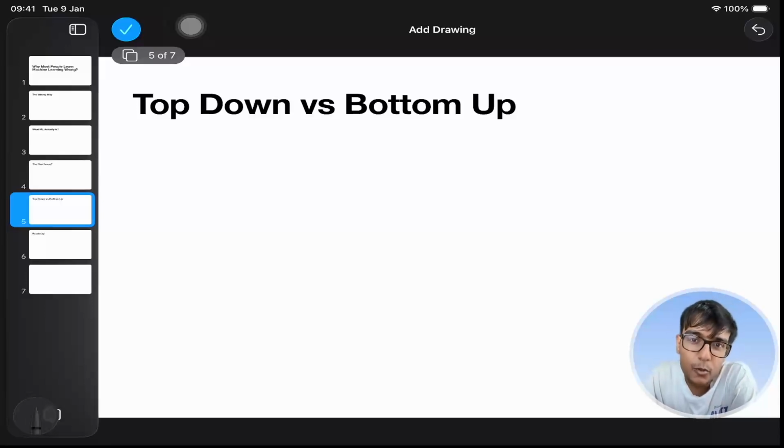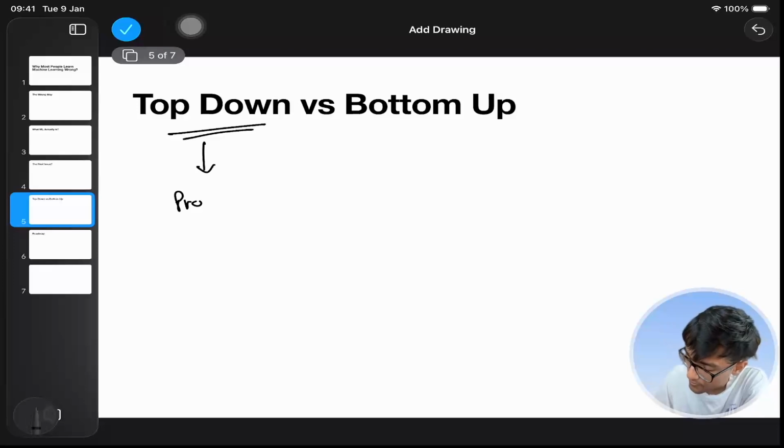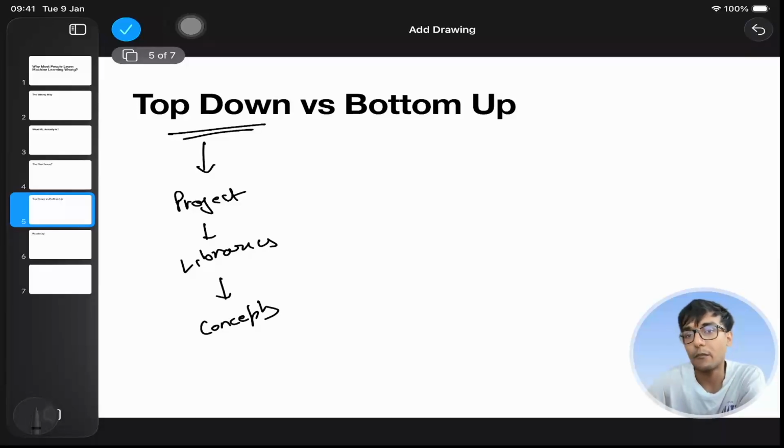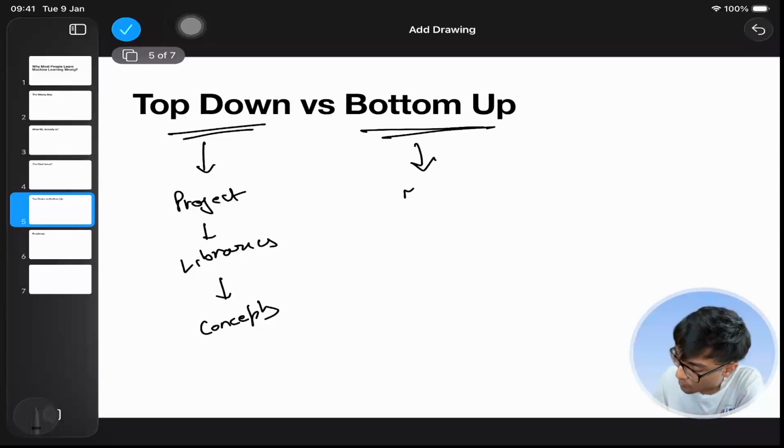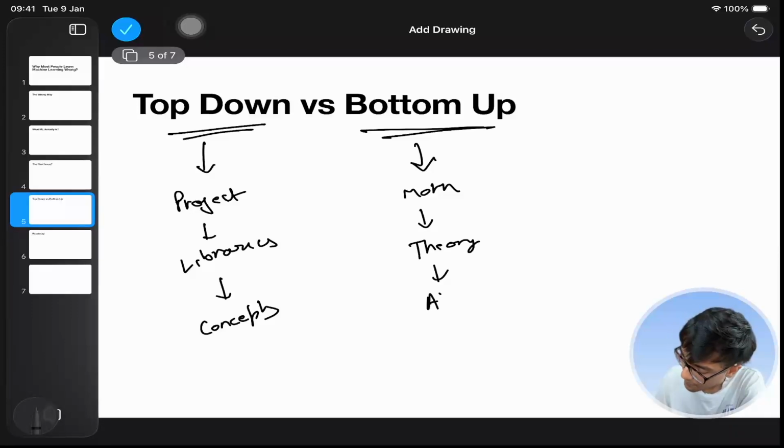So, there are two interesting paths that one can follow in their machine learning journey. One is the top-down approach, in which you build projects, libraries, and then go to concepts. So you first build projects, then know what libraries are used, as when you keep on building projects, you know what libraries have been used, and then you go to the concepts. And next is the bottom-up approach, in which you first do the math, then you do the theory, and then you build the applications.